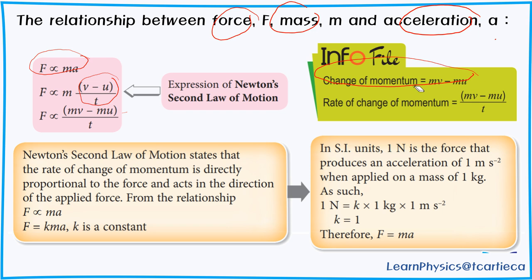Change of momentum. Okay? mv, itu adalah formula for momentum. And then, if we have mv, initial momentum, and then final momentum, okay, we can get the change of momentum. And then, if we divide by time, okay, it becomes the rate of change of momentum.